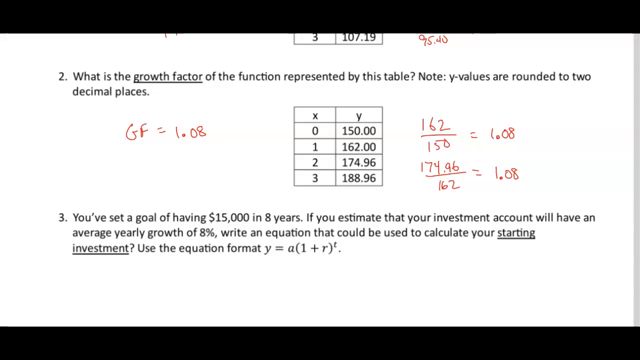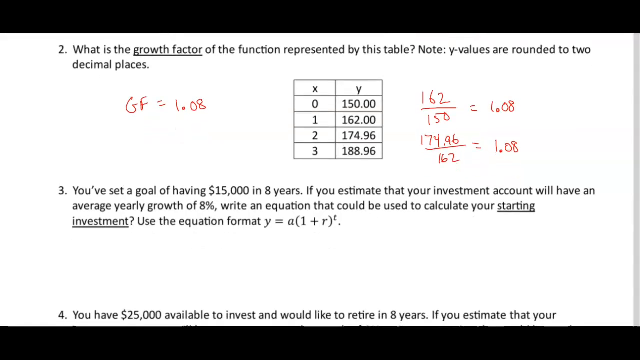All right, number 3, you've set a goal of having 15,000 in 8 years. So this is a goal. If you estimate your investment account will have an average yearly growth of 8%, so this would be your rate, write an equation that could be used to calculate your starting investment. So we know that the starting investment is located at the beginning of the equation after the equal sign. I need to put my goal in where the y is, leave the a to solve, put in the rate 1 plus 0.08, and do the t power, which would be the 8th power.